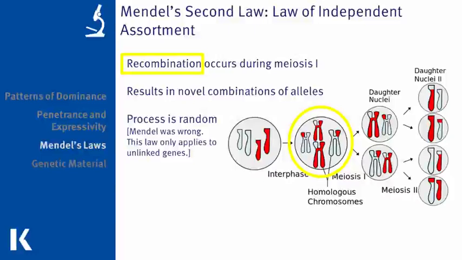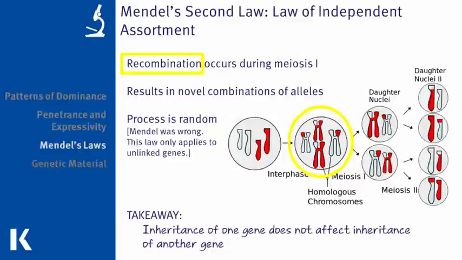Mendel first thought that this process was random, and it is when genes are unlinked. However, it is possible that genes can be linked, and therefore their inheritance would depend on other genes, based on their proximity to one another on the chromosome. The important thing to remember about the second law is that inheritance of one gene does not depend on or affect the inheritance of other genes.